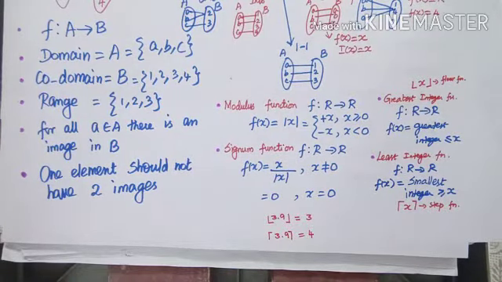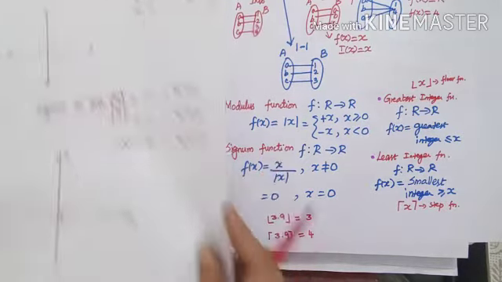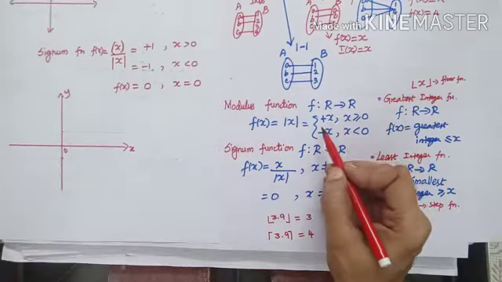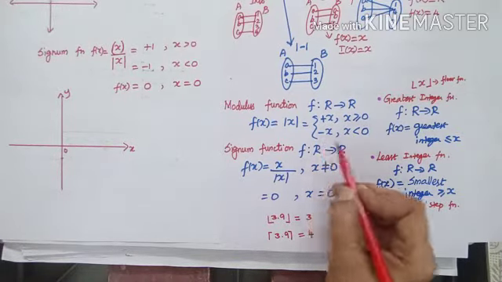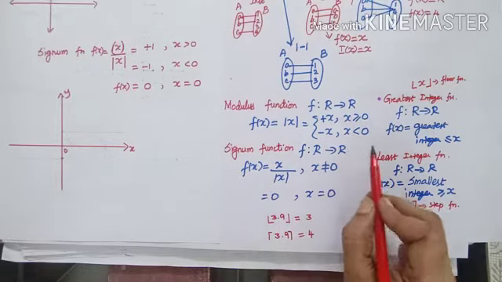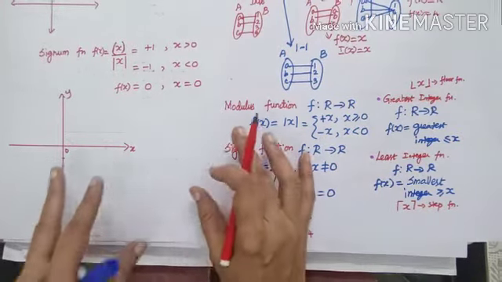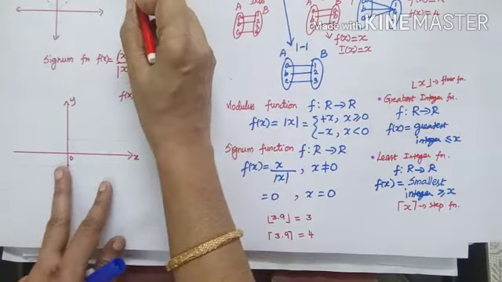Modulus, he tells me, is a magical box. I put a positive number in, my answer is positive. I put a negative number in also, my answer is positive only. See, this we call modulus.